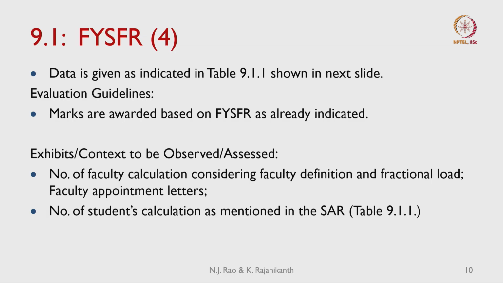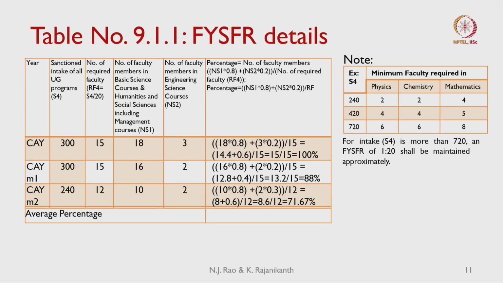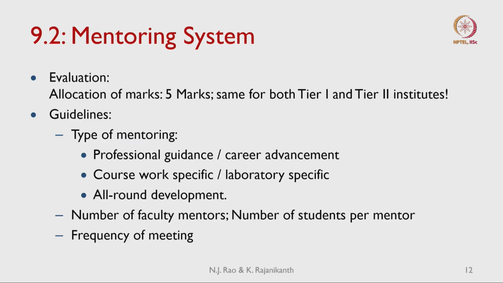Then number of students calculation as mentioned in the SCR table we will have to show in this table. Okay. That is how this information is calculated. So, that is how the marks are awarded under sub criterion 9.1. Now, let us go to 9.2, the mentoring system.